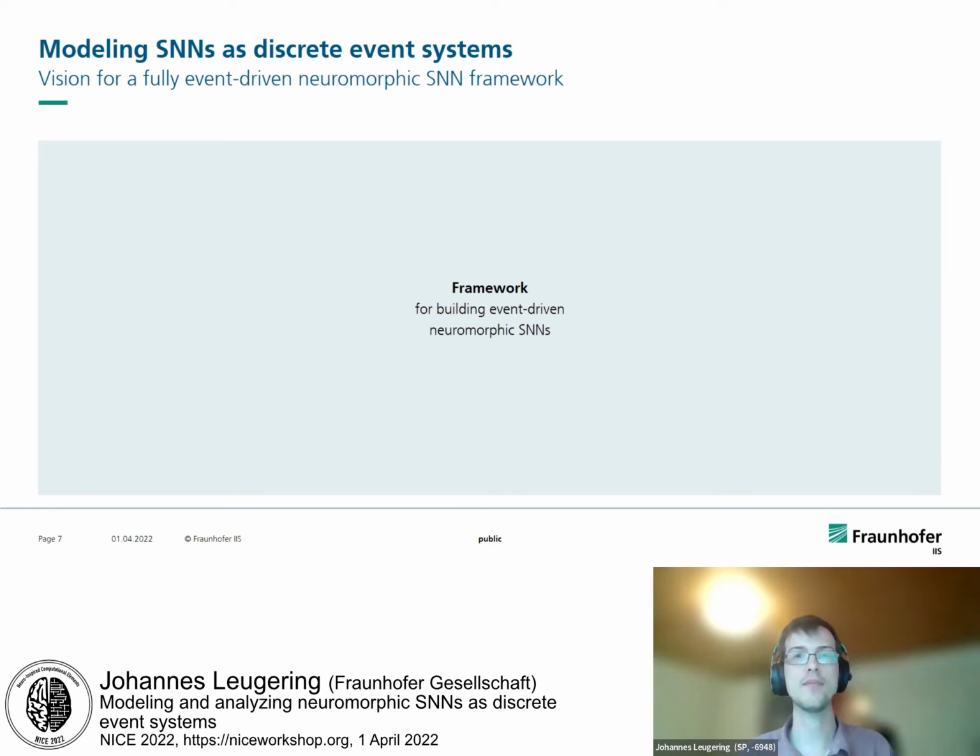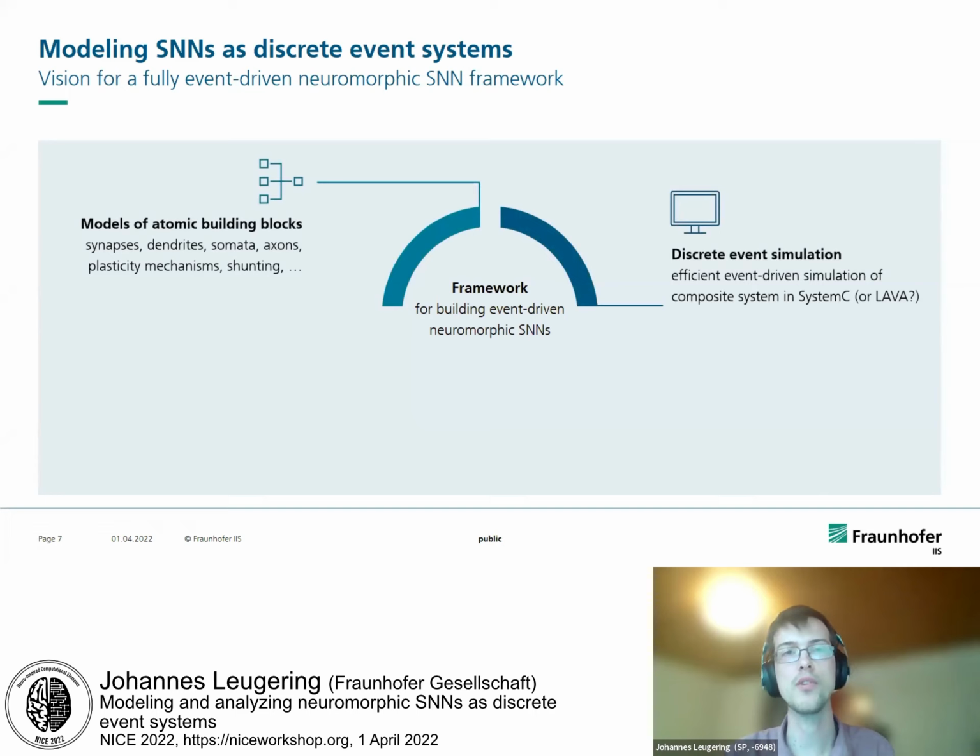But the vision that I think this might lead to, hopefully, is to build a more useful framework for constructing spike-driven neuromorphic systems. And I think this requires 4 major building blocks, and 2 of them you already saw a little bit of. The first one is we need to construct models of each of the atomic building blocks that make up these networks, like synapses and neurons. And then we need to be able to simulate these models efficiently.